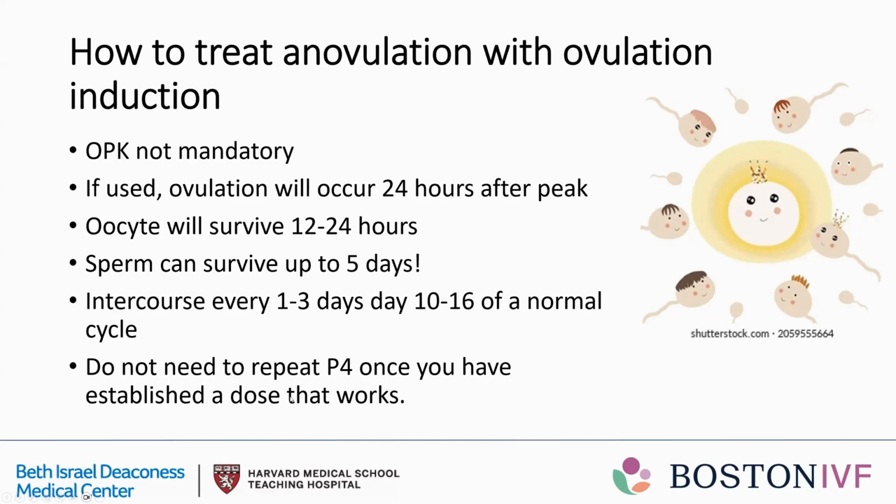Once you've established that a specific dose worked and that they ovulate with that dose, you don't need to keep checking the progesterone on day 21 with every cycle. So if you've chosen a dose, let's say 5 mg, and they do ovulate, you don't have to keep checking for ovulation because you know that dose worked.